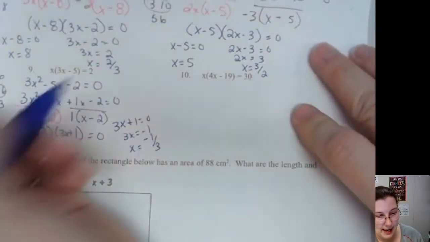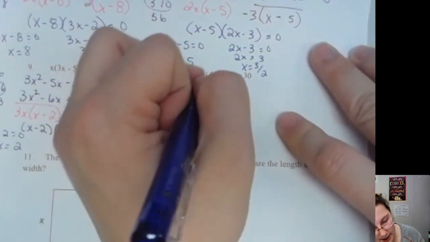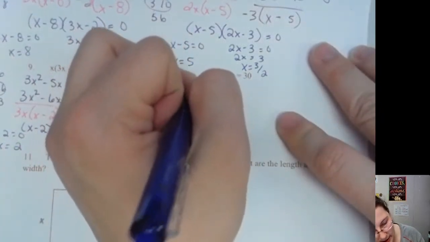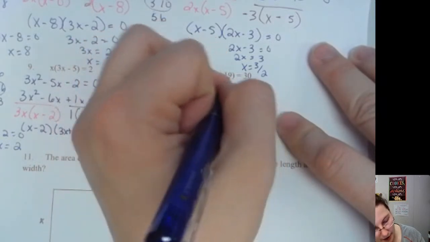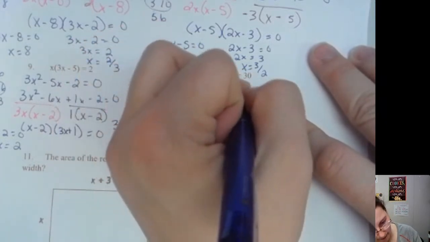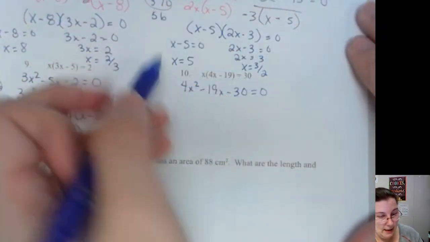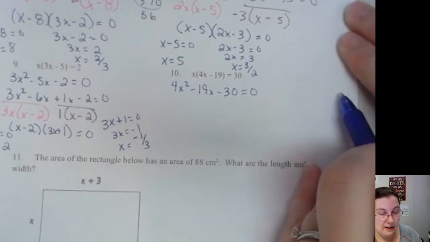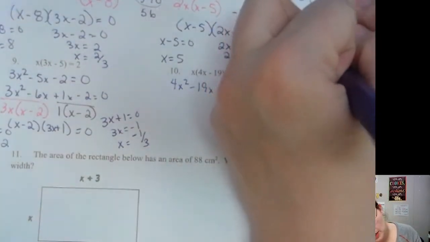All right, looking at number 10, same steps. We have to distribute and we have to move. So 4x times x is going to be 4x squared. x times negative 19 is negative 19x. Positive 30, moving it to the other side gives me a negative 30 equals 0. So now multiplying, I'm going to use this side over here for my factors. 30 and 4 is going to give me 120.